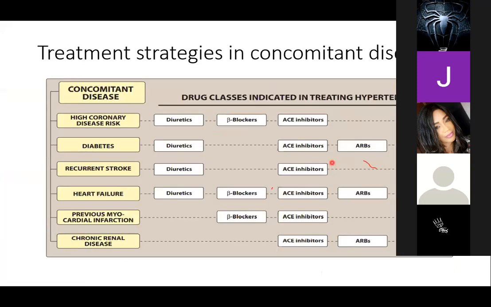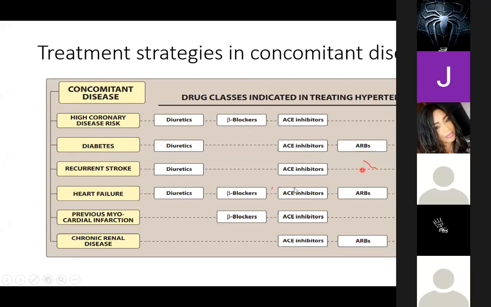Okay. All right. So some treatment strategies in concomitant diseases. If you have hypertension with high coronary disease risk, you start with diuretics, then beta blockers, and then you give the angiotensin converting enzyme inhibitors, and then calcium channel blockers. If you have it with diabetes, you have the diuretics, the ACE inhibitors, the ARBs, the calcium channel blockers. If you have recurrent stroke, we have diuretics and then ACE inhibitors. Please try as much as possible to keep these in mind.